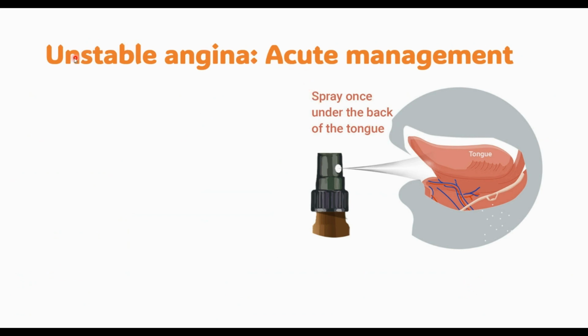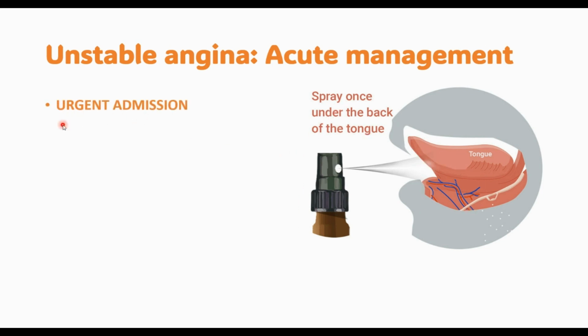And then we need to talk about unstable angina acute management. So the management pathway I'm going to show you is a common pathway for acute coronary syndrome, because that's what unstable angina is included in. And this diagram here is just to reiterate how GTN spray is administered. So under the tongue, you can see all the vessels here, the abundance of vessels.